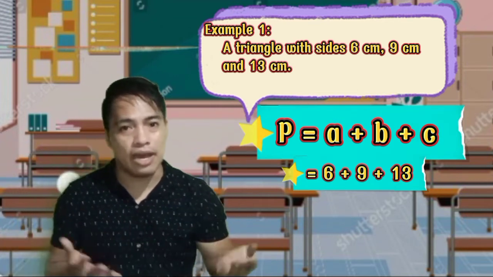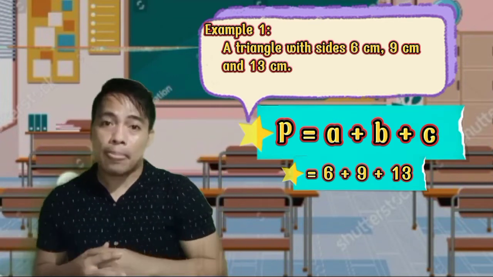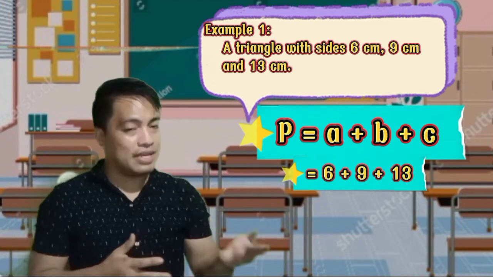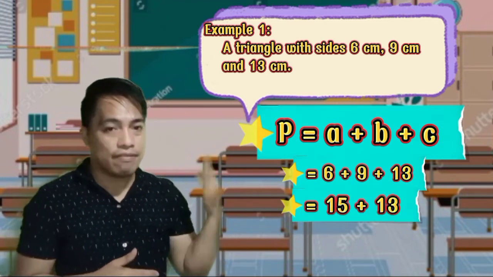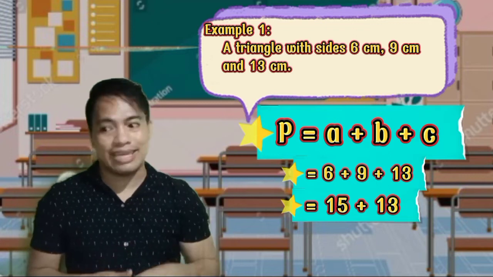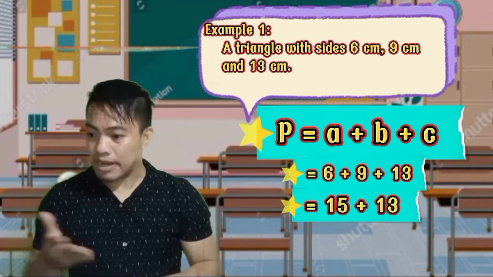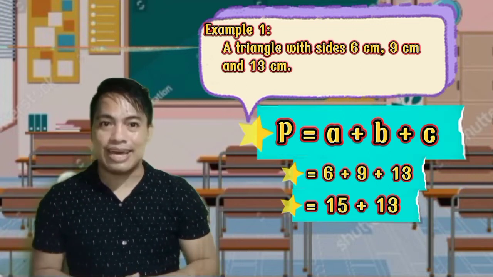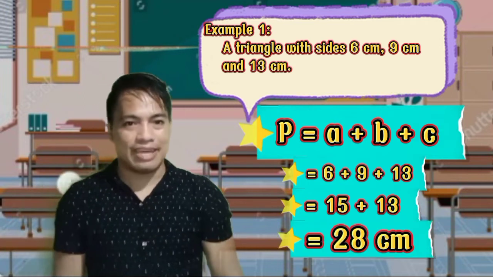So now we're going to add. Next, equals. Very good. So 6 plus 9 is 15. Plus 13, that is what? So the perimeter of the triangle equals 28 cm.